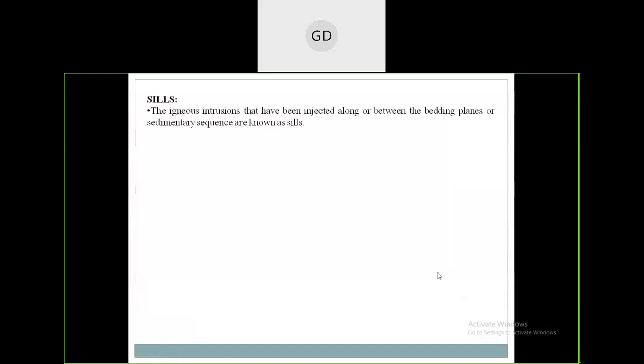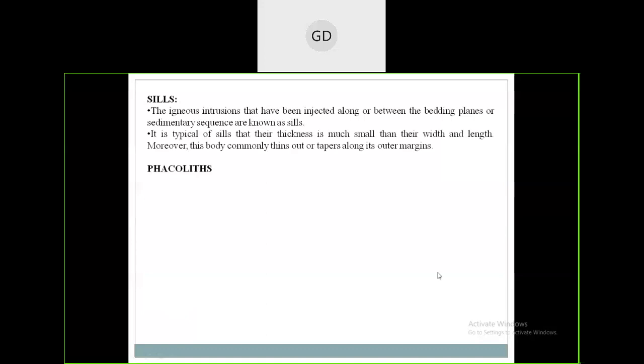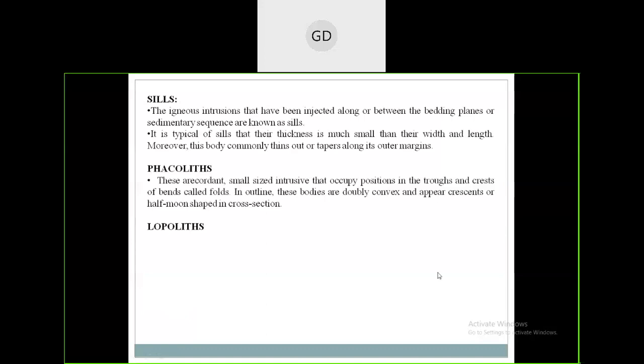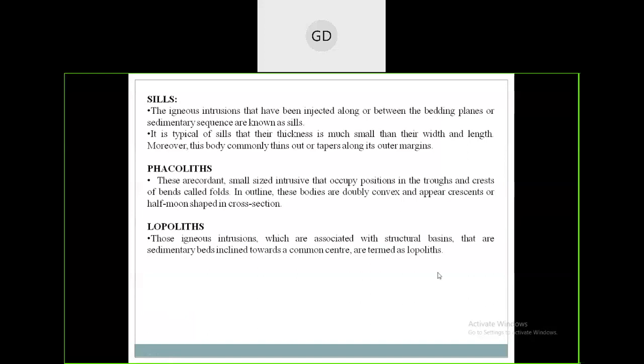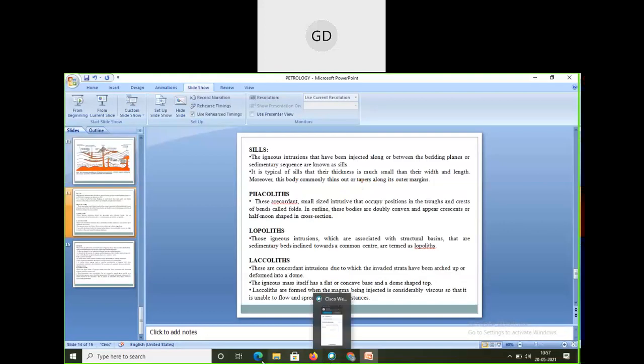So in the next slide, all the definitions are given. These definitions are in the PDF I shared with you in the last class. All these things are included in that PDF. You can check the definitions from there, or you can read them. So that's all about igneous rocks that we have learned.